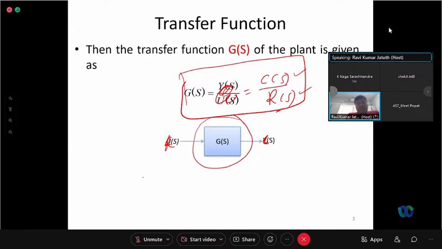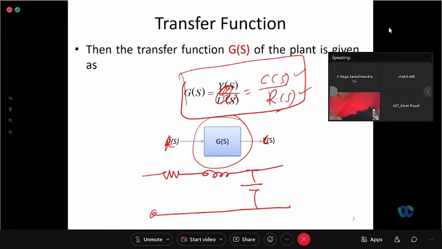Now, if you take an electrical system like a simple RLC, okay, just a second. Hello.